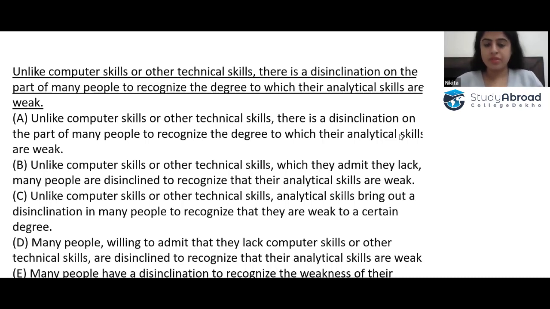That unlike computer skills or other technical skills, there is a disinclination on the part of many people to recognize the degree to which their analytical skills are weak. That means they are paying focus on the analytical skills as well. So understand the meaning of the sentence. That's the very first point that you are supposed to do. Once you are done with the meaning, now start scanning the options from A to E. Okay, scan the options and see what differences these options are actually bringing for us.